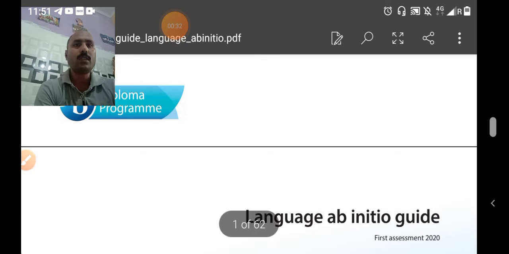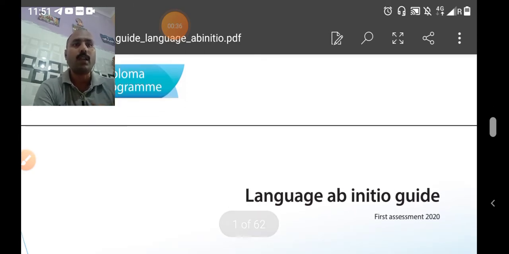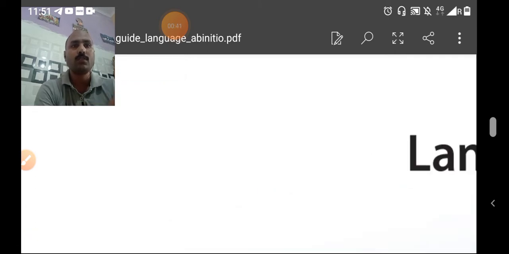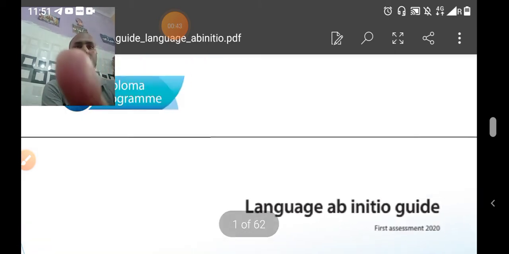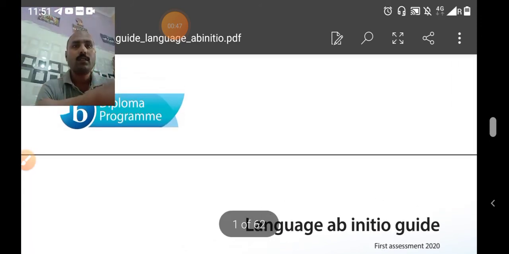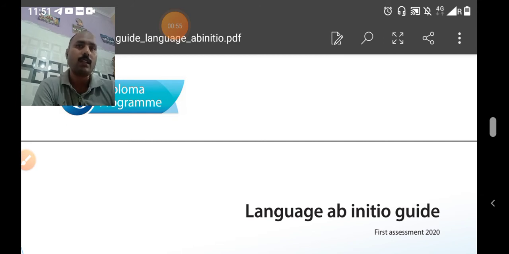And this is the newest guide. You can see it here, the Language Ab Initio guide, first assessment in 2020. So in this guide, we can say that this is the Bible for those of us who are teaching IBDP Language Ab Initio as well as SL or HL.